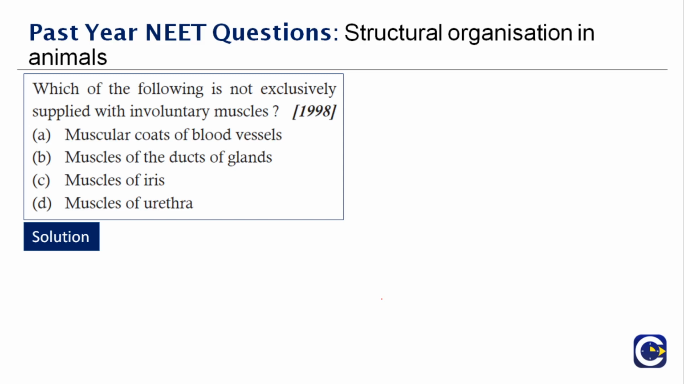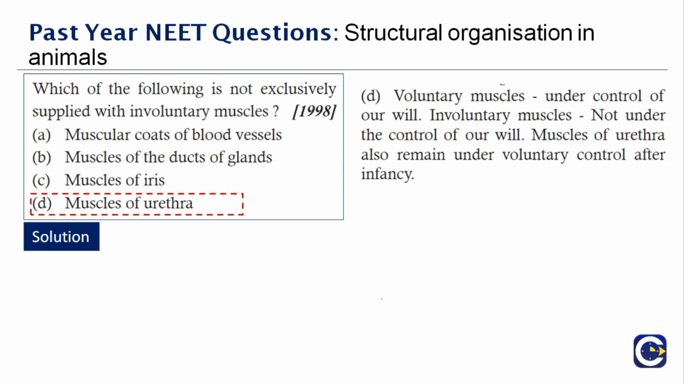So, what is the question here? Which is not exclusively supplied with involuntary muscles. It means there are no involuntary muscles; it has to be given a force. So which one? If you see, say blood vessels, ducts of the glands, iris, all these have involuntary muscles. The one which has voluntary muscle is the muscles of urethra. The correct answer is option D. So this muscle becomes a voluntary control after infancy. Why? Because as kids, we don't have that control. As we grow, we learn to control it. Therefore, the correct answer is option D.